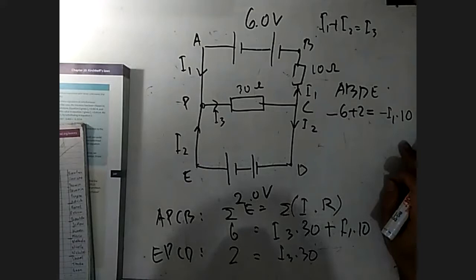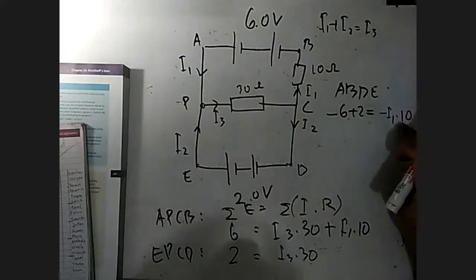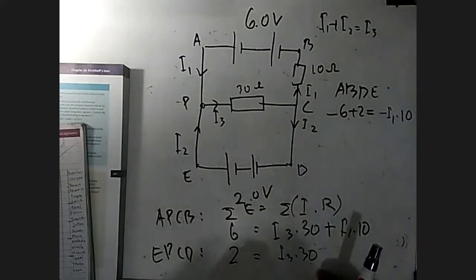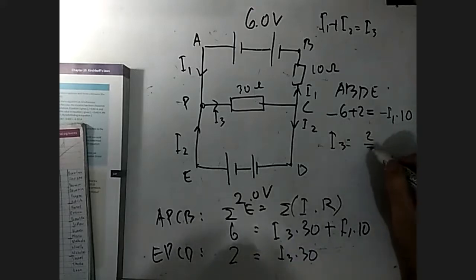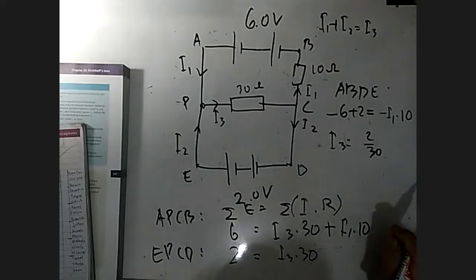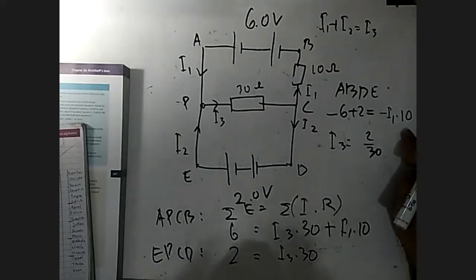Now, up until this point, we have 4 equations: this one, this one, this one, and this one. And we can use them to find the 3 currents, I1, I2, and I3. From here, it is easiest to see that in equation number 2, APCD, we can find current number 3. So current number 3 is going to be 2 over 30. Now, from here, we can use current number 1.